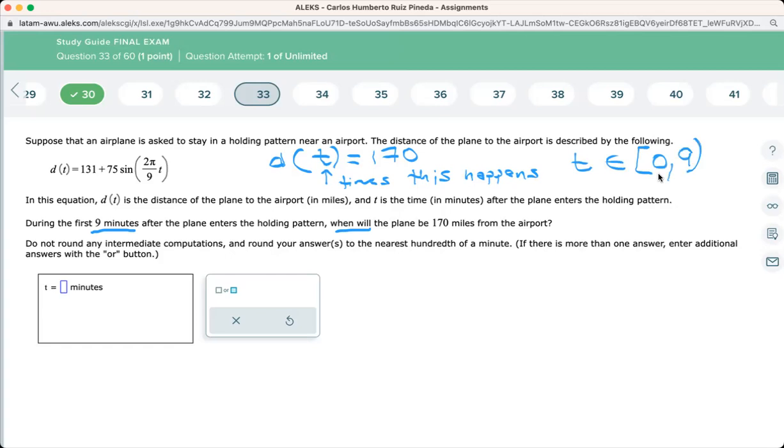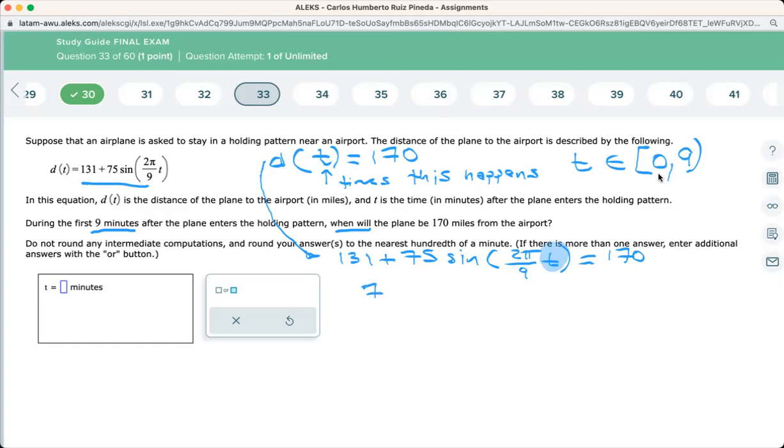Now, where do we start? We start with this equation, and we say d of t is all this. So we have 131 plus 75 sine of 2 pi over 9 t, and that happens to be equal to 170. The goal is to solve this, so solve for t. So what we do is we try to isolate it. Let's isolate the sine function.